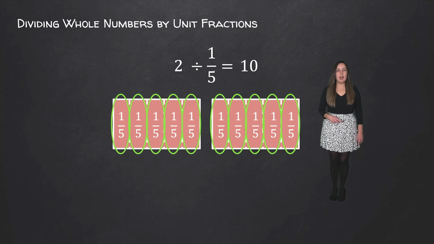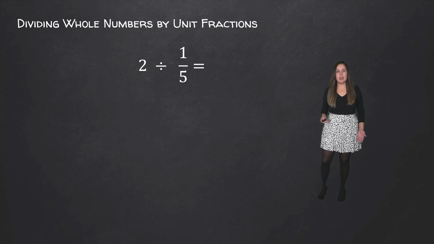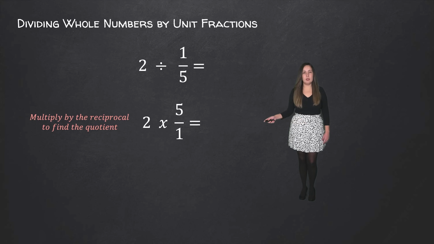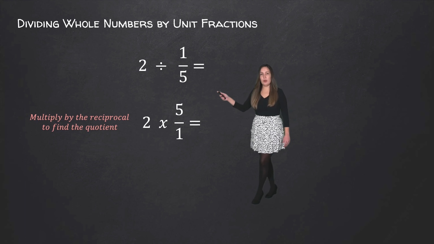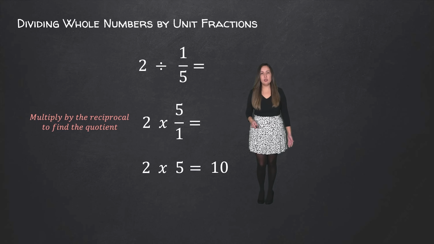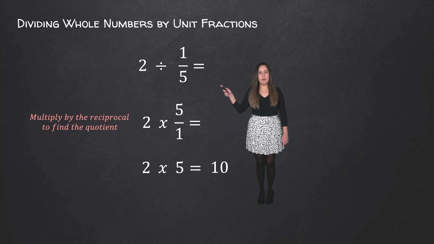If we did not have our models, another way we could have done it is 2 divided by 1/5 is the same thing if we multiply by the reciprocal. So the reciprocal of 1 over 5 is 5 over 1. So 5 over 1 is just 5. So we would do 2 times 5, and 2 times 5 is 10. So 2 divided by 1/5 is equal to 10.